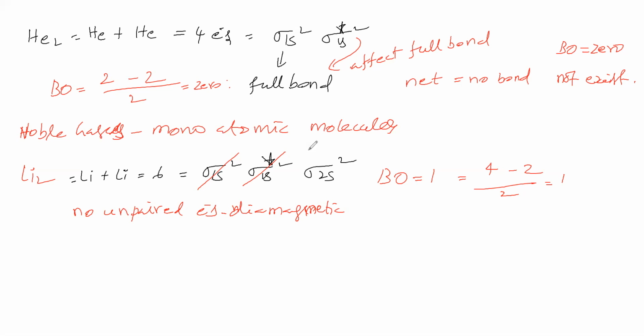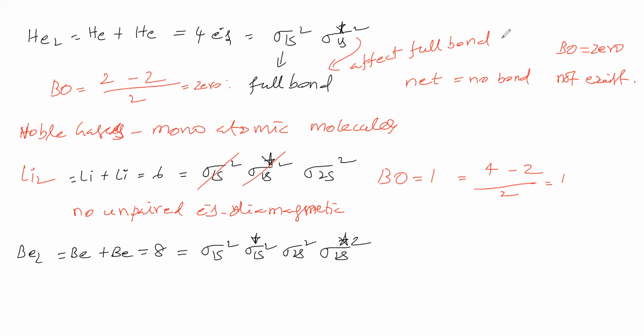Okay. Next we will take another molecule, that is Be2. Be2 contains two beryllium atoms. Beryllium atomic number is 4. Therefore, total number of electrons is 8. Electronic configuration: sigma 1s2, sigma star 1s2, sigma 2s2. After sigma 2s, sigma star 2s is there. So we will write electrons.